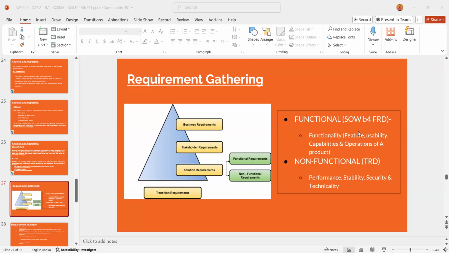Whatever functionality of a new requirement the customer is giving you, you are maintaining in a document, which is abbreviated as an FRD. And anything which has to do with more technicality will go under the non-functional document, which is also known as the TRD, the technical requirement document.